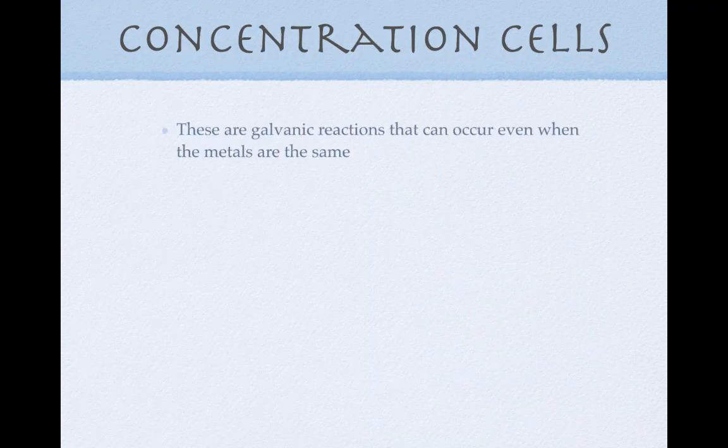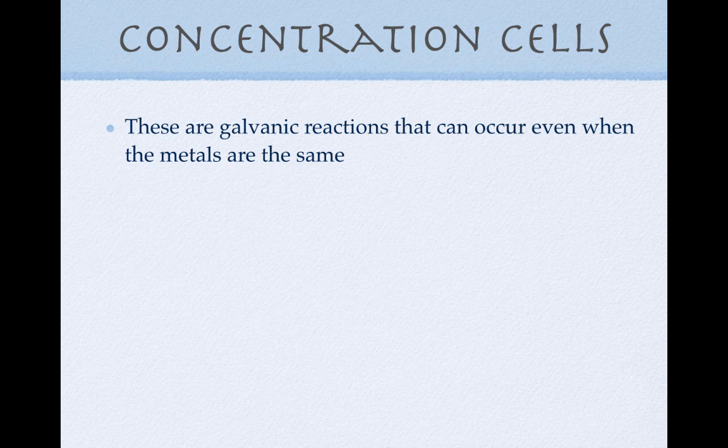So the first thing we're going to talk about today is a little bit of an extension on the Nernst equation, and this has to do with things called concentration cells. These are galvanic reactions that occur even when the metals in the two half cells are exactly the same. Normally, if we had two metals that are the same, we would expect no difference in potential energy, so we would expect no flow of electrons from one metal to the other, since the two metals have the exact same potential.